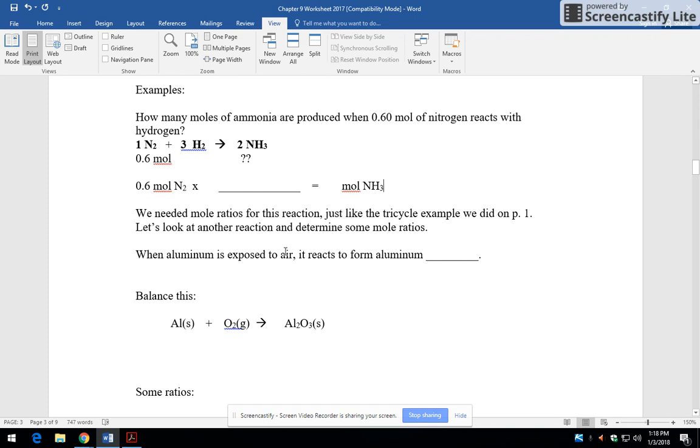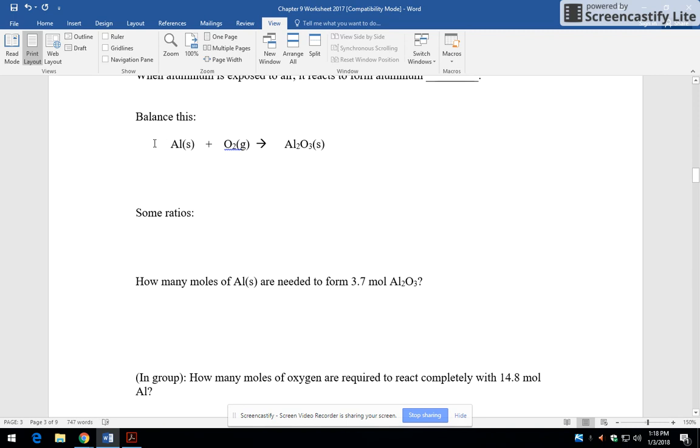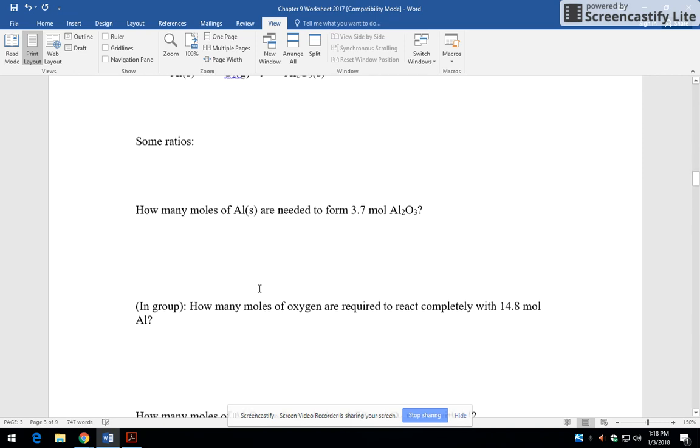When aluminum is exposed to air, it reacts to form a compound. It reacts with some part of the air. Well, it's kind of here, so write down the name of that compound. Aluminum what? That's part of your homework. Balance this equation. Don't worry about the sum ratios piece. That's just to help you see stuff. Balance this equation.